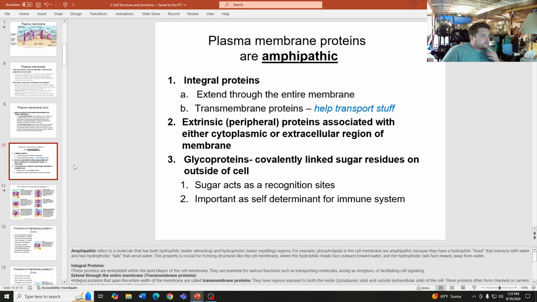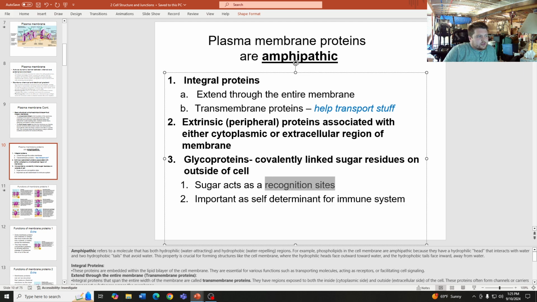Glycoproteins right in there, these are sugars which act as a recognition site. So now remember, we have receptors. A lot of our signaling, our cell signaling, is done through chemical receptors. So a chemical will come and bind to a protein that has a receptor site in order to cause some type of reaction to occur.